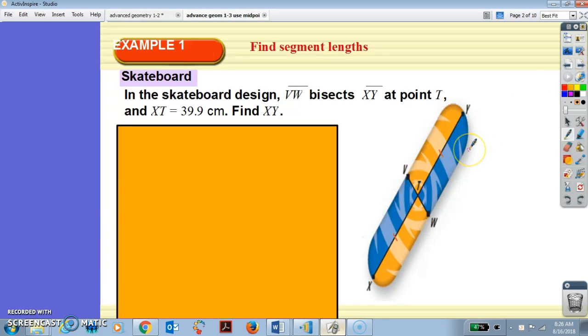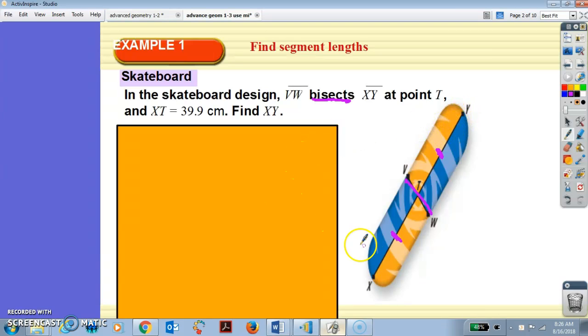Alright, so in the skateboard design, segment VW bisects segment XY at point T. So bisects. What do you guys think that means? Bisects. It cuts it into two equal parts. So it says that this segment right here is bisecting XY into two equal parts. You see these two little red tick marks? These say, hey dude, I'm equal. So they're saying that segment XT is congruent to segment TY.